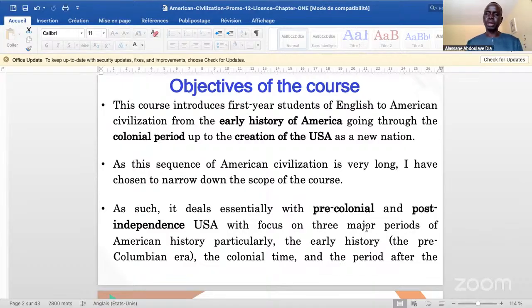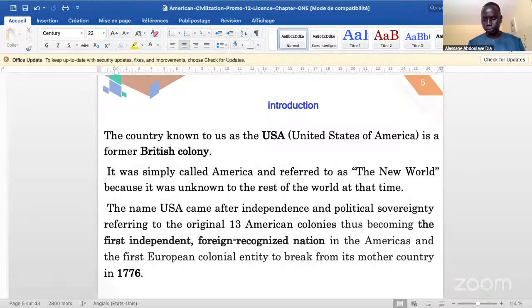What does it mean? Pre-colonial means before colonization. And post-independence means after the independence of the United States. And the course will focus, it means the course will insist, on three major periods.